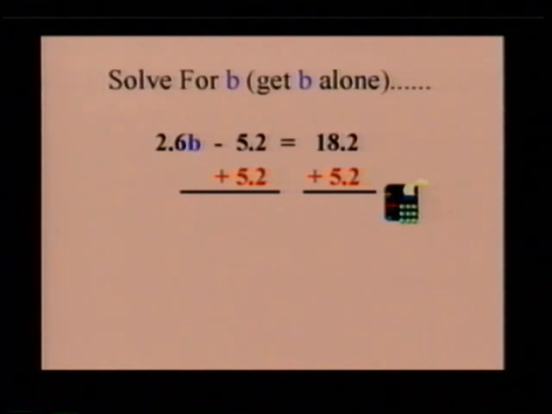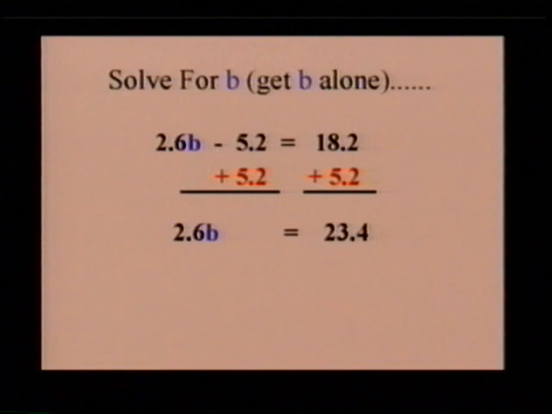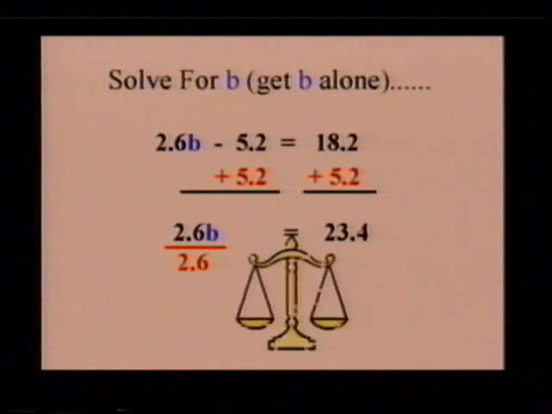Do a little calculation here. Look how those equal signs line up. I could just kiss them. 2.6b equals 23.4. Now I've got to get rid of the 2.6. What is it doing to the b? It's multiplying. So I'll do the opposite operation. Divide.